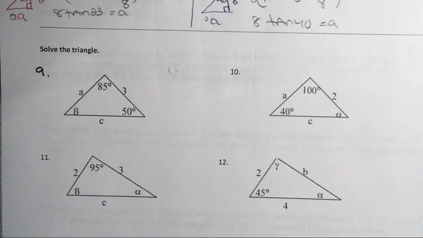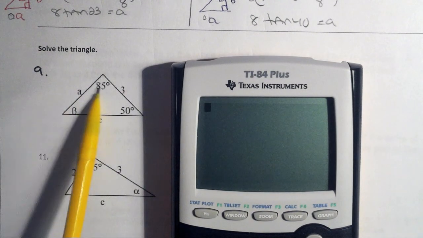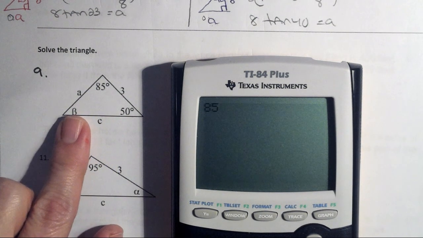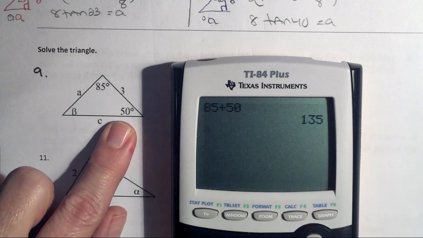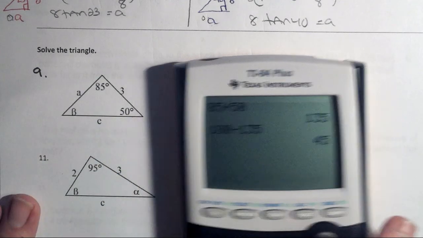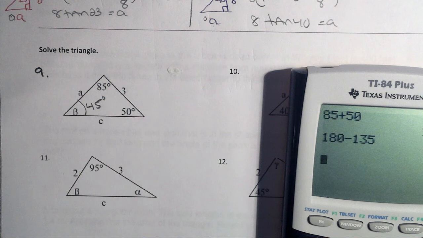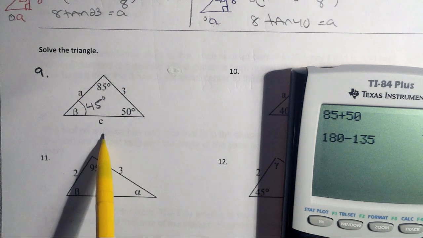It says solve the triangle, which means it wants me to find all the missing sides. The easiest thing to find first, if you have two angles, is my missing angle, because again, everything has to add up to 180. So 85 plus 50 is 135. I subtract that from 180 and find out my missing angle is 45 degrees. Okay, so I know that beta is 45 degrees. All I have to do now is find side A and side C.